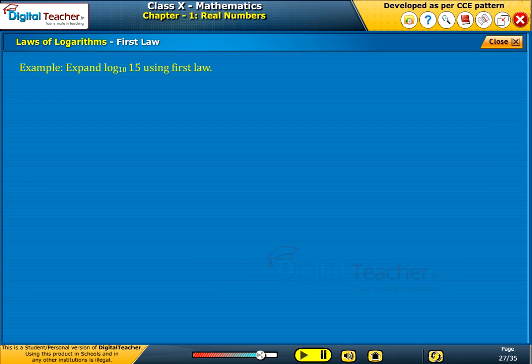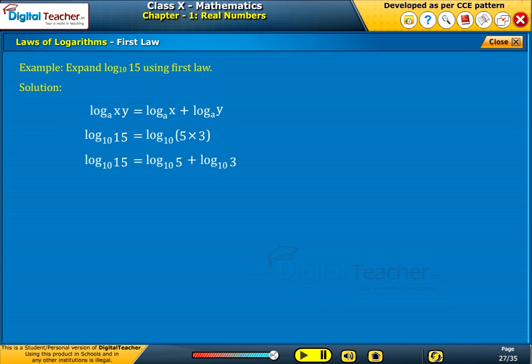Example, expand log 15 to the base 10 using first law. Solution. We know log xy to the base a is equal to log x to the base a plus log y to the base a. Log 15 to the base 10 can be expressed as log 5 into 3 to the base 10. Applying the first law of logarithm on the given logarithmic expression, it can be expressed as shown on the screen.